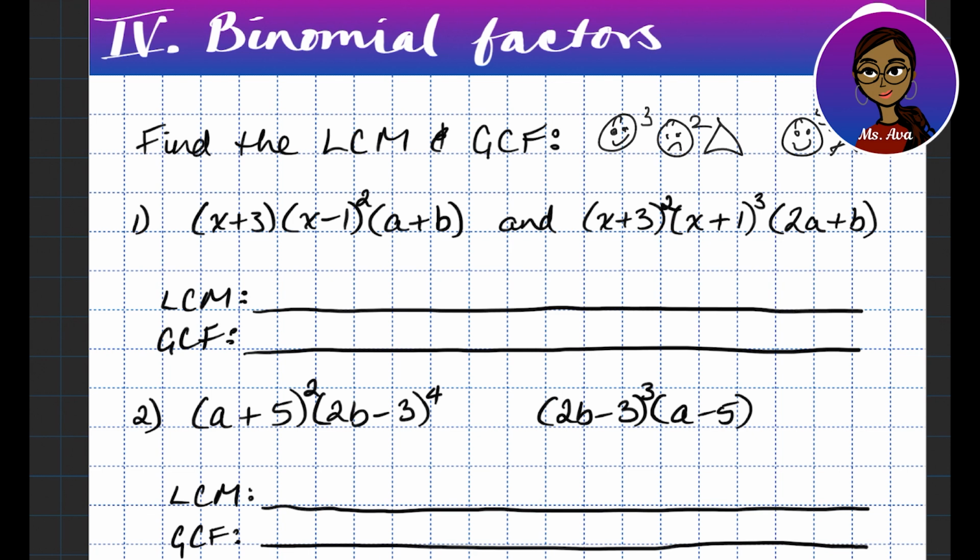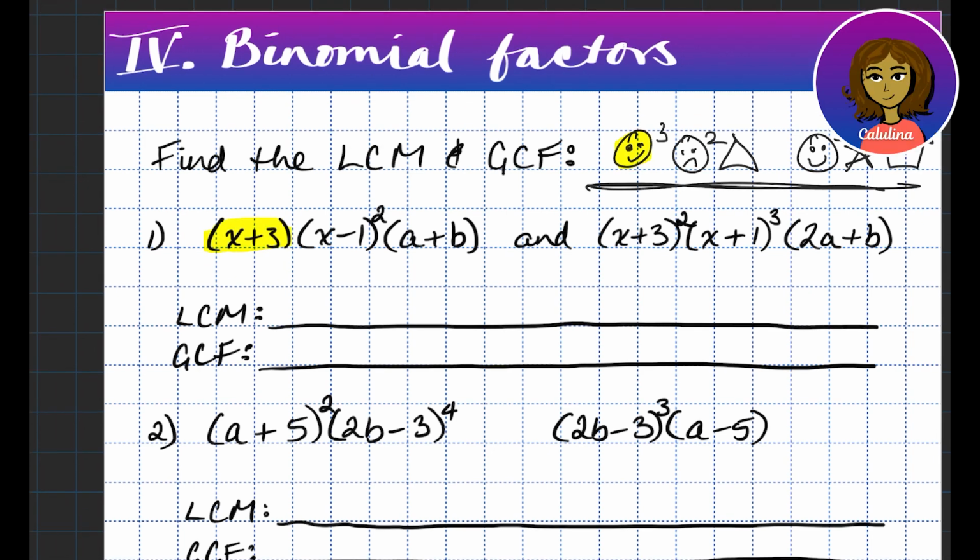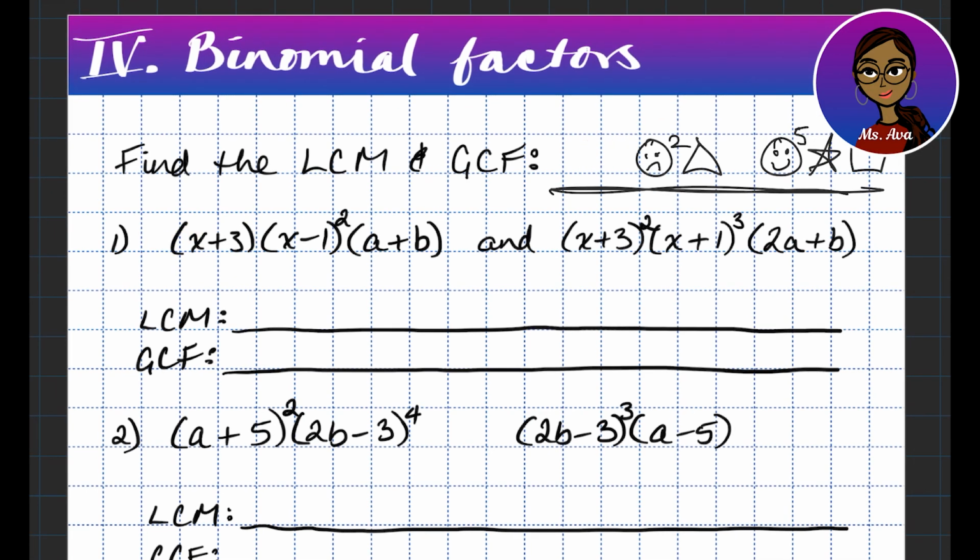What bases could I use for the GCF? For the LCM, wouldn't it just be smiley face and then sad face and triangle and then the star and the square? Yes, exactly. So it's the same kind of concept. You're just doing that over here. What I want you to do is think of each one of these as like this. Oh, okay. I think I see what you mean. Okay, cool. So then let's try it.